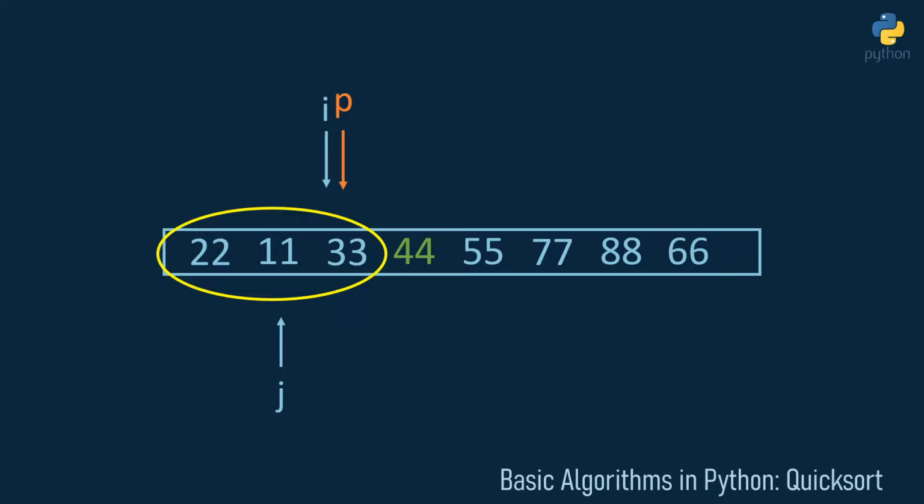And we switch the element at index I with the element at index P. So in this case, we would swap the 33 with the 33, so nothing happens. But we see that this 33 is already in the right place. Now we have an even smaller subarray to sort, left of the 33, the 22 and the 11.